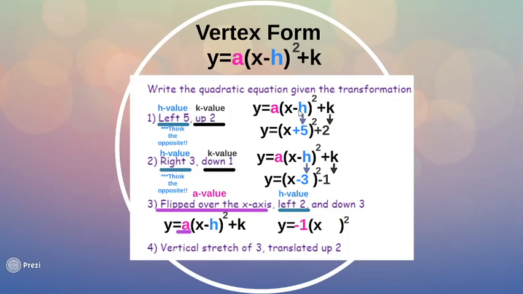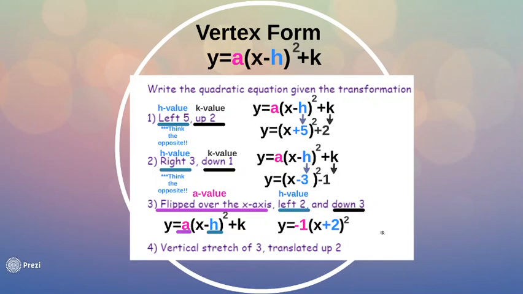So if we go left 2, would it be x plus 2 or x minus 2? What do you guys think? Of course, you guys know the right answer, like you always do. It'd be x plus 2. So the H is inside the parenthesis, and it's going to be a plus 2.